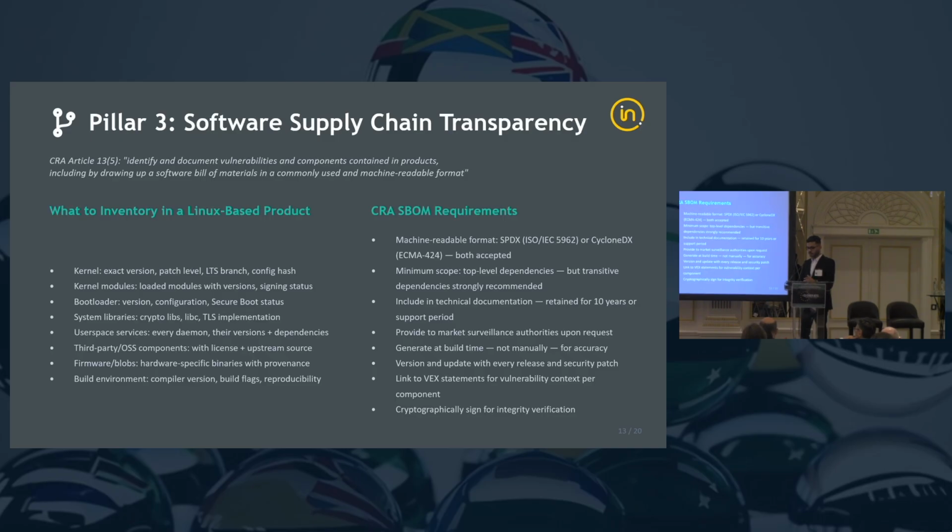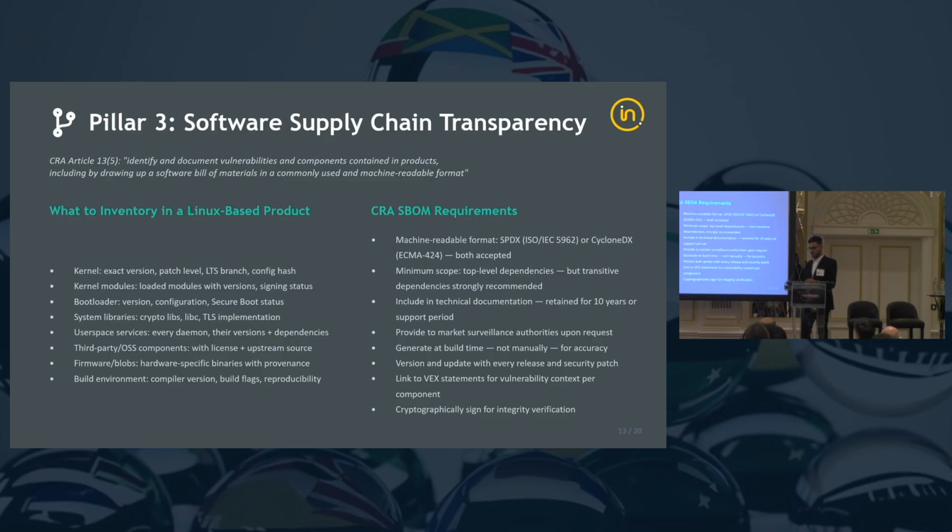Your kernel isn't just Linux 6.6. It is a specific version, a specific patch level, an LTS branch with specific configuration, which determines what subsystems are compiled within your kernel. So the SBOM has to capture the kernel config hash as well, because two products that run the same Linux 6.6 but with different kernel configs are fundamentally different products from a security perspective. You also need to inventory the loaded kernel modules and their versions, signing status, your build environment, compiler versions, everything.